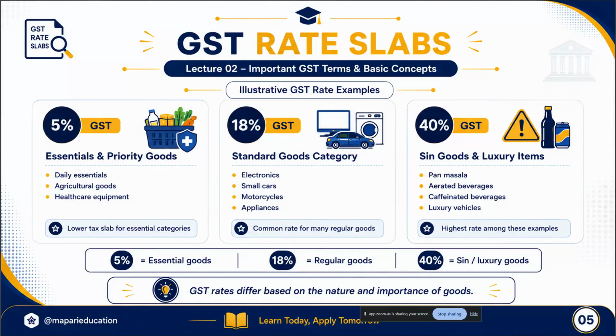No, actually, alcohol and all these are out of GST. It is for the sin goods. Sin goods means like pan masala, beverages and luxury items. There are more in the list. I'll provide you a separate PDF of which products apply the 40% GST rate.